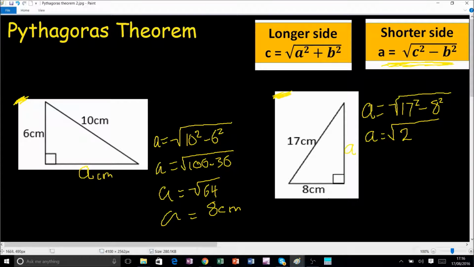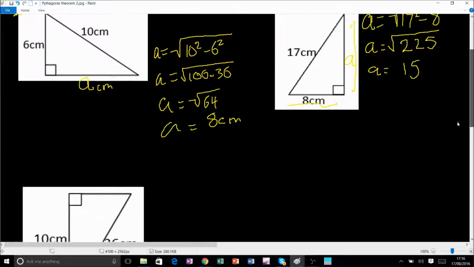17 squared take away 8 squared is going to give us 225. And then we're going to look at the square root of 225, which is 15. So therefore our A is equal to 15. And that makes sense because these two sides have to be the shorter sides, so you know that their values are going to be smaller than the longest side, which is 17 centimeters. So it fits that A should be 15.